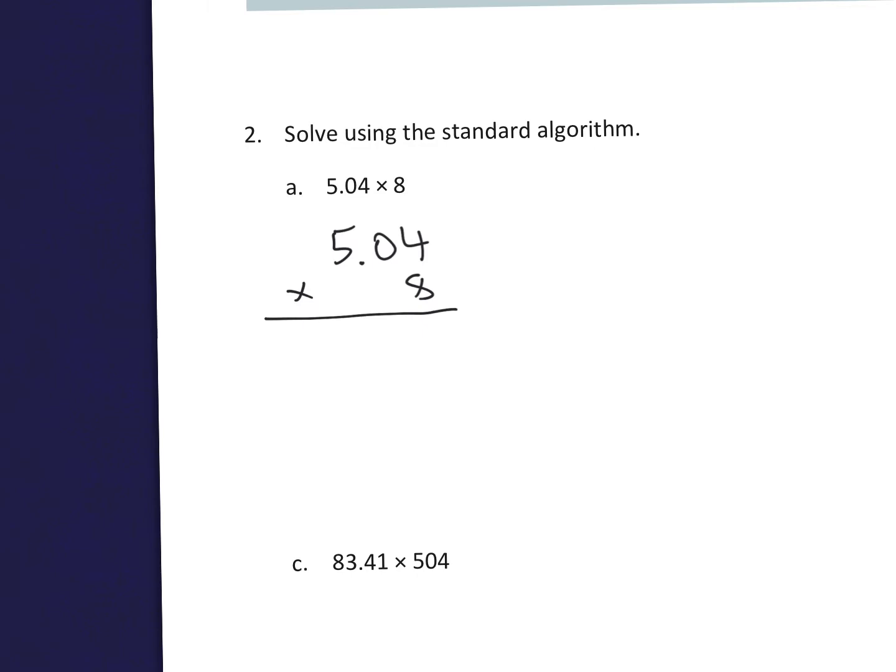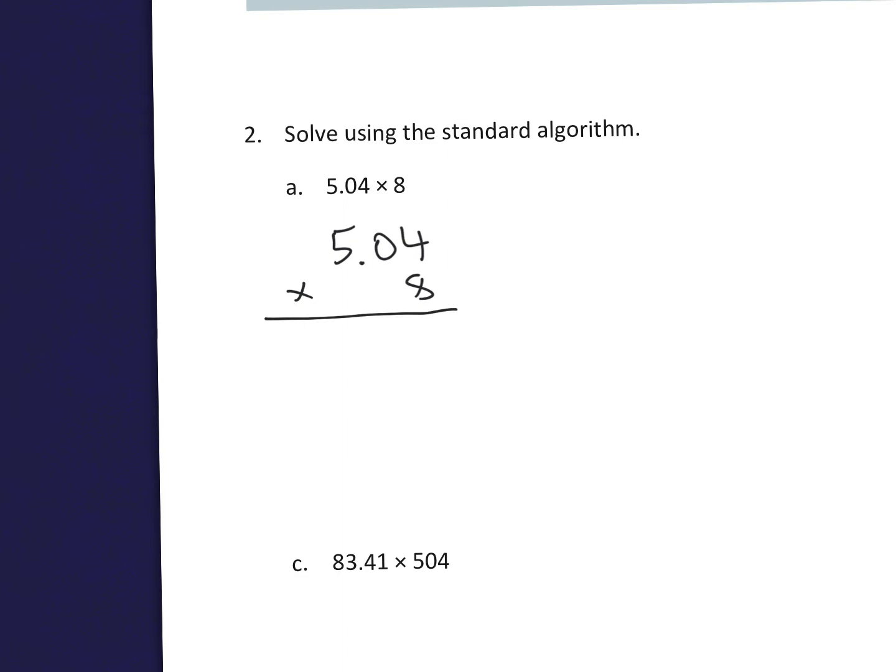Now, we've talked a lot about getting the decimals lined up. Right now, when we're doing just one number with a decimal times a whole number, we don't have to worry about the decimals yet. The decimal is basically just going to fall down. So we just treat this like a normal multiplication problem.